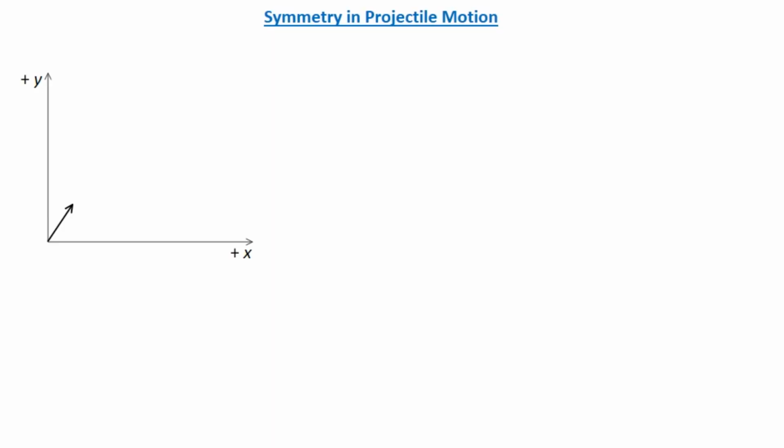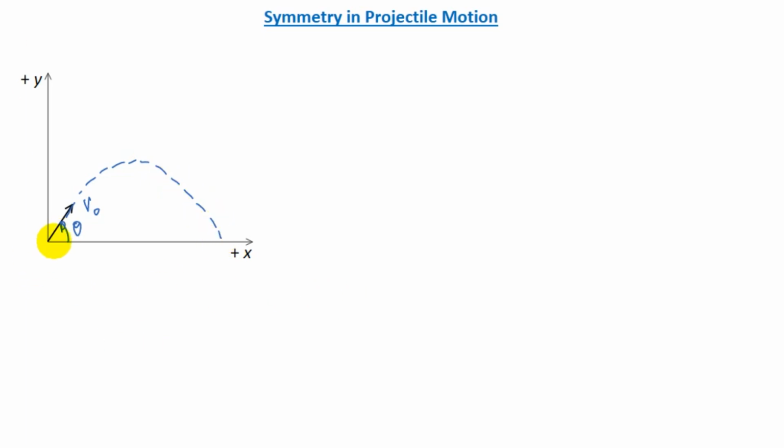Now in this video we'll discuss the symmetry in projectile motion. Consider that a projectile is launched with a speed of v0 at an angle theta above the horizontal. The trajectory for the projectile would look something like that. It will go up, reach the maximum point, and then come back to the ground.